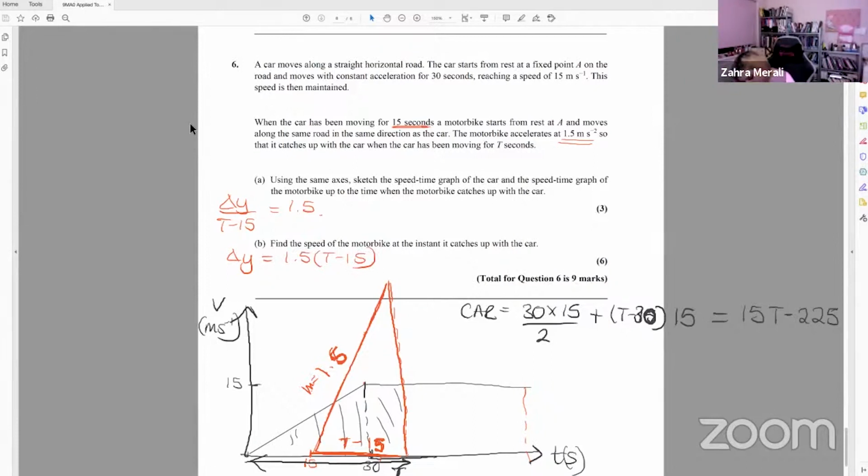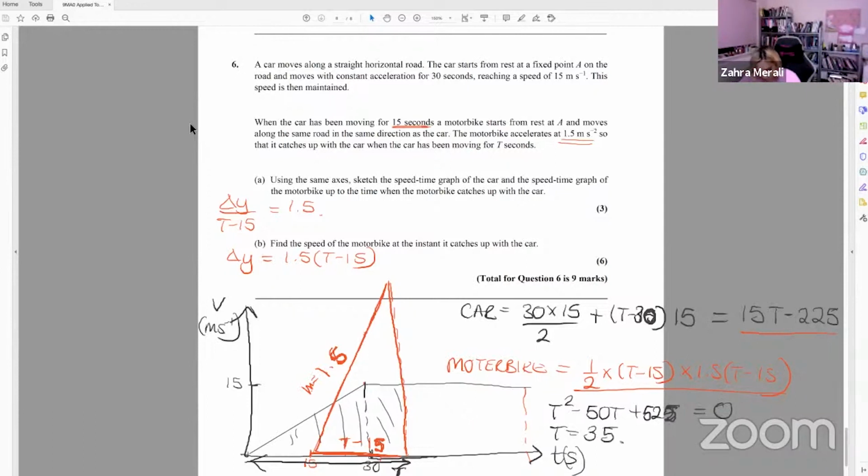So we've got our motorbike, which I can see is a triangle. So half the base, t minus 15, times the height, which is 1.5 times t minus 15. Now we're going to equate the two, so we're going to make this equal to this. When you do that, and I'm not going to clean it all up, I'm going to let you do that, you'll get t squared minus 50t plus 525. And then when you plug it in your calculator, you get t equals 35.